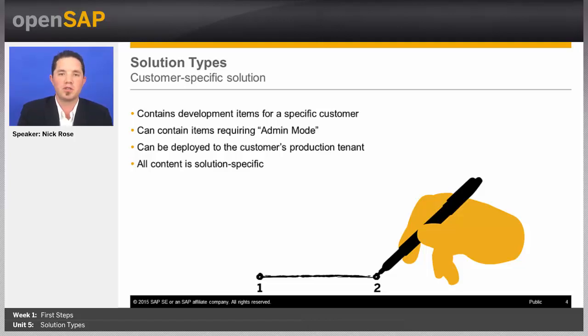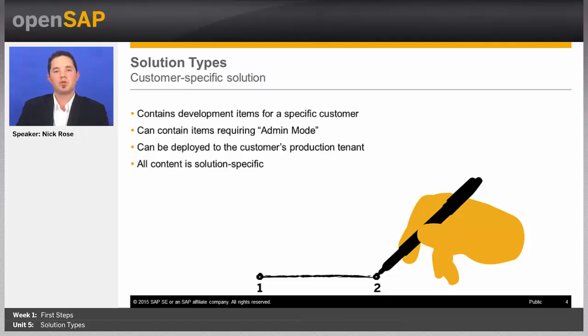So a customer-specific solution can contain any kind of content, including anything that requires admin mode, and then I can apply that to a customer's production tenant or to other test tenants. One thing about these solutions is that we can only develop either in a partner development tenant or a customer's test tenant. I will not be able to create new solutions in a customer's production tenant. We'll see a little bit more about that when we get to lifecycle. But for now, we'll use a customer-specific solution in our test tenants.